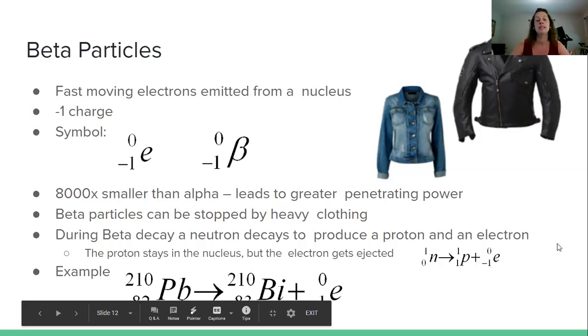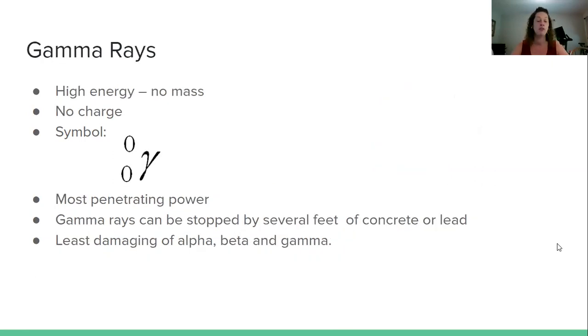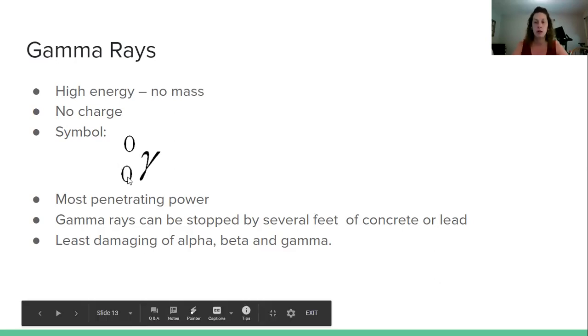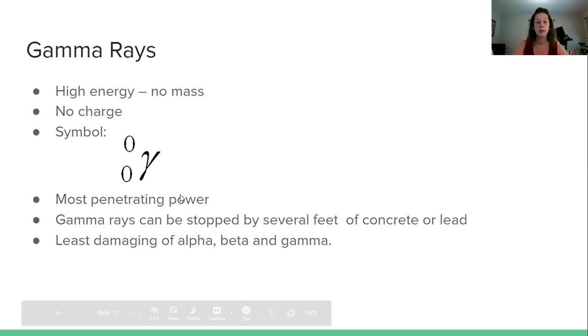The last one we're going to talk about is gamma rays. They're very high energy, but they have no mass and no charge. So their symbol is the gamma symbol, with 0 mass and 0 for the number of protons. They have the most penetrating power. They can be stopped by several feet of concrete or lead, but they're the least damaging because they're not really found naturally in our atmosphere. They're found more in space.